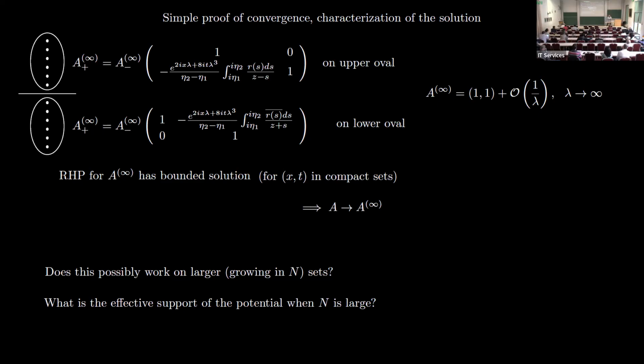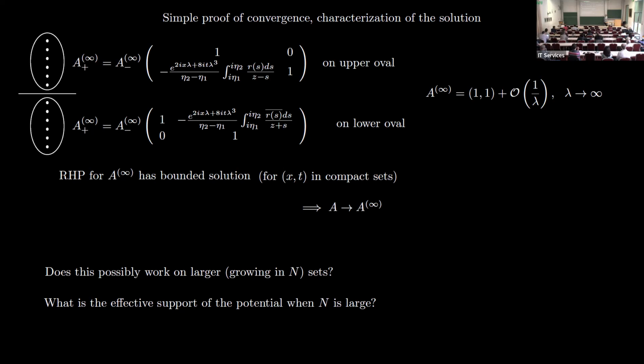Convergence hold on larger sets that might grow with n? Okay, so that's the first question I want to ask. Fixing x and t in a compact set and letting n grow to infinity is nice, but you really would like to see that the asymptotics that we're computing later hold on a region where there's still n solitons. Okay, and so that's the first question.